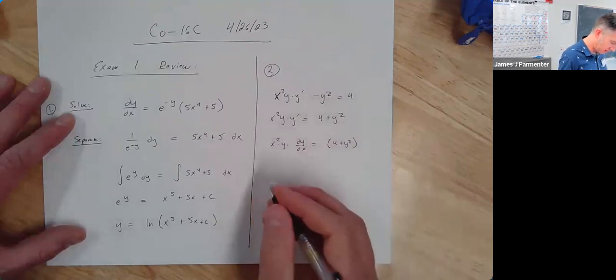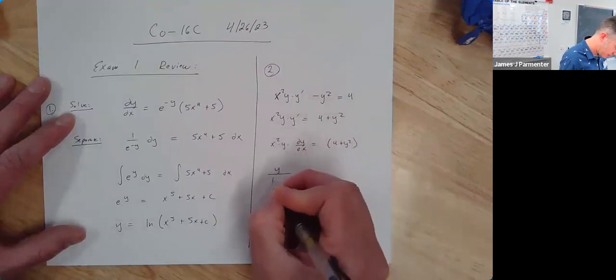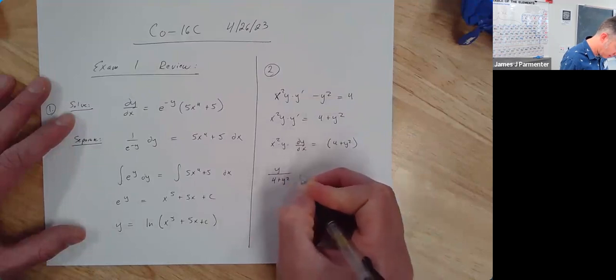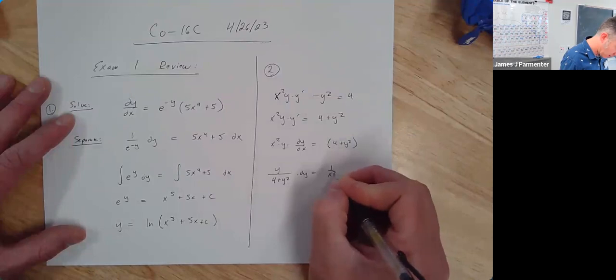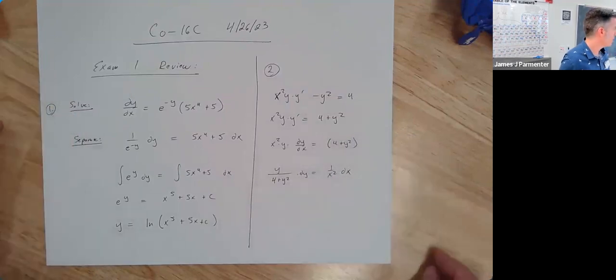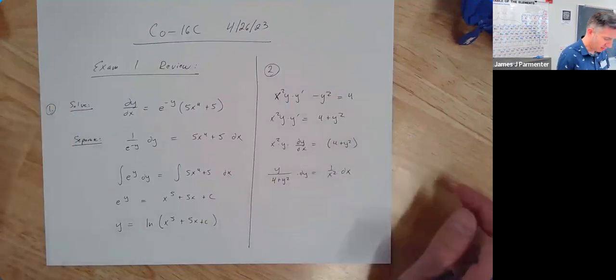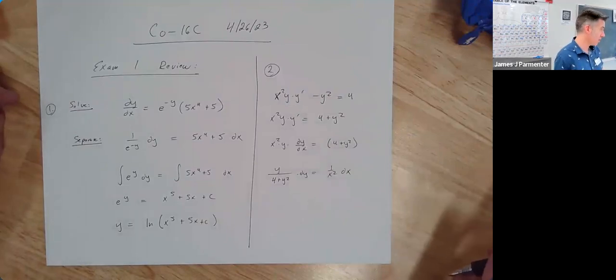You bring the 4 plus y squared down to the bottom. So you have y over 4 plus y squared times dy. And you can bring the 1 over x squared times dx over to the right hand side. You totally could separate this one, but I will point out you could also make it a first order linear.